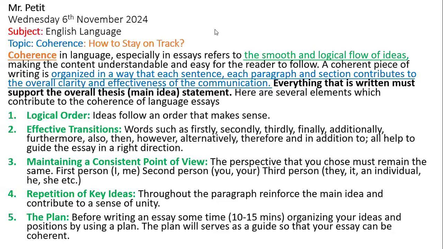Mr. Petit, can you send me a picture of this because I didn't get to finish it, please? Take a picture of it. Okay.